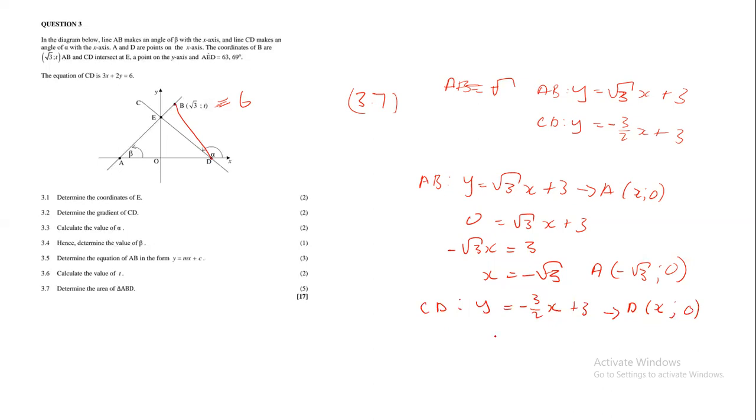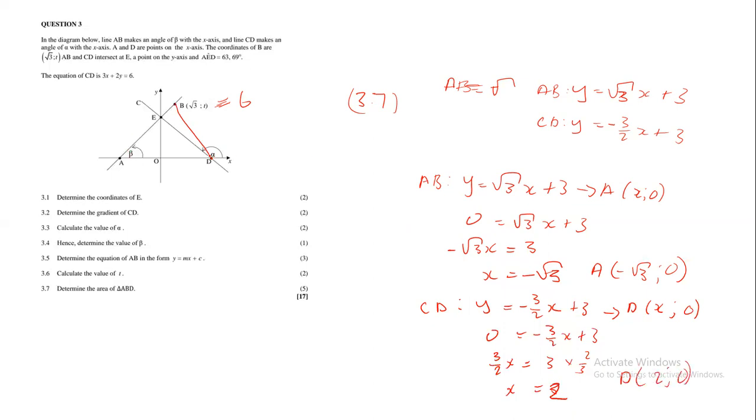Therefore, my y here is going to be 0, which is equal to negative 3 over 2 x plus 3. If I transpose negative 3 over 2 x, it becomes positive 3 over 2 x, which is equal to positive 3. I multiply both sides by 2 over 3. This becomes 1x, and here 3 cancels 3. That means my x in this case will be equal to 2. So x at this point is 2. Therefore, the coordinates of D in this case are 2, 0.